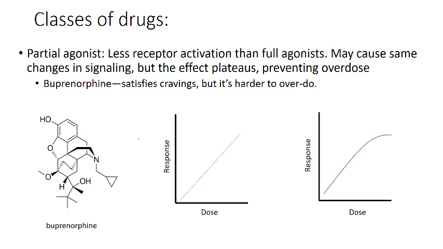The next type of drug is the partial agonist. This molecule binds to the receptor and activates similar signaling, but has less receptor activation than agonists do. Ultimately, the effect of the partial agonist plateaus with dosage, which makes it difficult to get high. One example is buprenorphine, which satisfies cravings, but it's harder to overdose on. The principle of partial agonists is represented by this dose-response relationship plot. With agonists, the response increases with the dose of the drug, but with partial agonists, the effect eventually levels off with the dose, which would make it harder to overdose and would decrease the incentive to take more drug.